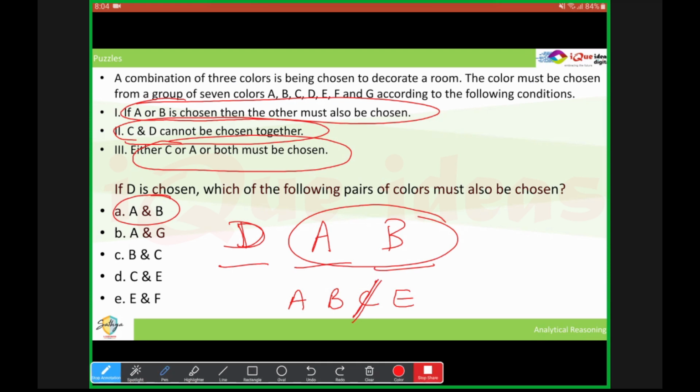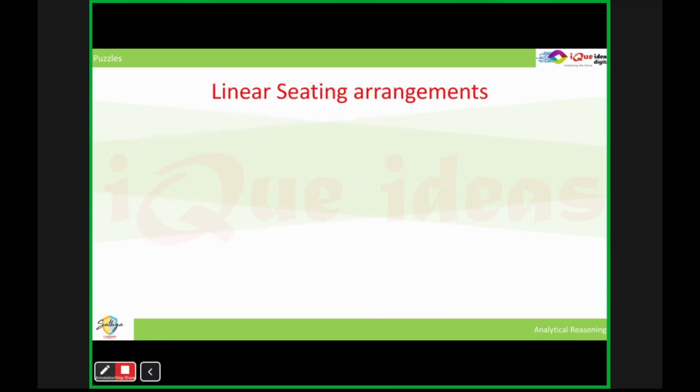Okay. Now, let's take a look at the next type of question in puzzles, which is something called seating arrangement. Now, seating arrangement kind of puzzles are puzzles in which you are given information about a group of people who are sitting in a particular order, and based on the information you have to arrange them. Now there are two kinds of arrangements which are possible when we talk about people sitting together. One is known as linear sitting arrangement.